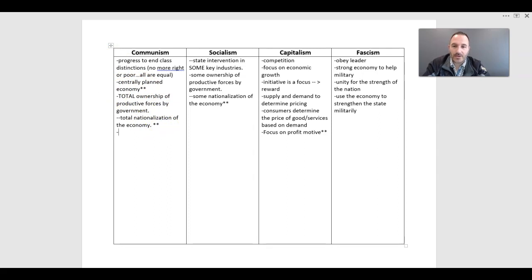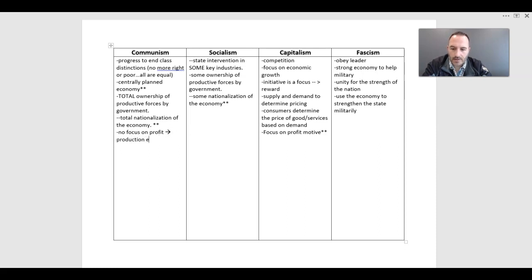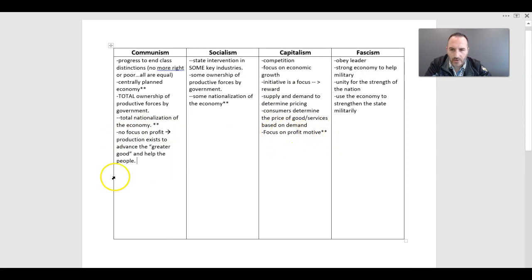And let's just put here, no focus on profit. I'm just going to put production exists to advance the greater good and help the people. So no focus on profit, whereas in capitalism, right, total focus on profit motive, and production exists to advance the greater good. What are we talking about?